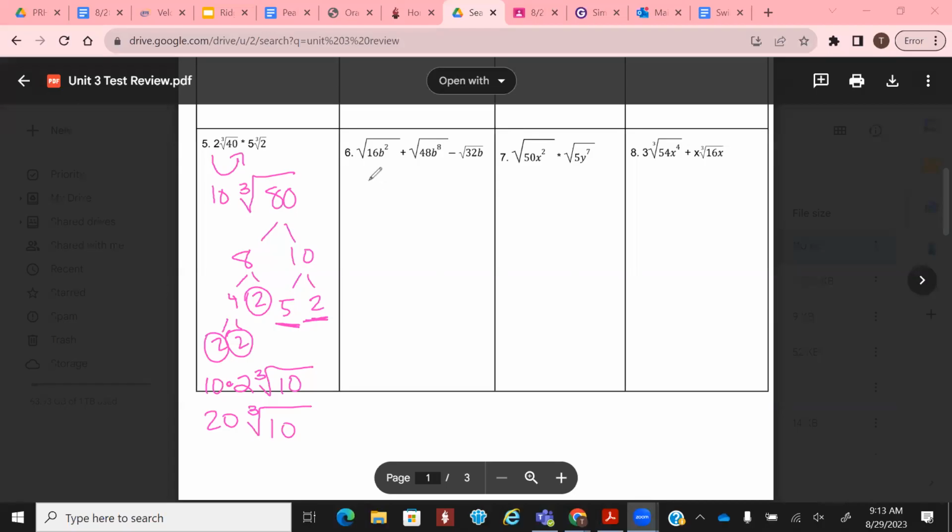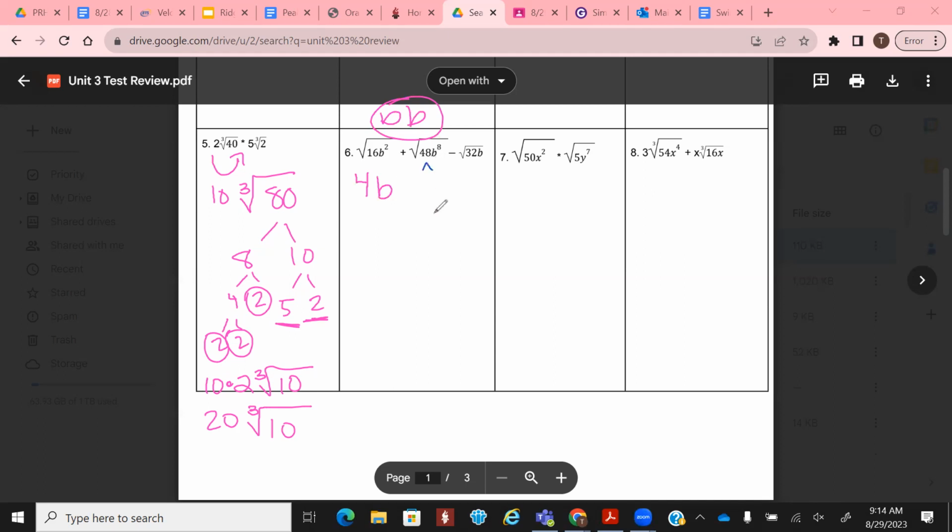So on number 6, we're going to simplify each of these and then see if we can combine them. So what's the square root of 16? 4, great, awesome. What's the square root of b squared? So that's like saying there's 2 b's and I want to make a group of 2. How many groups am I going to have? 1 b, okay?